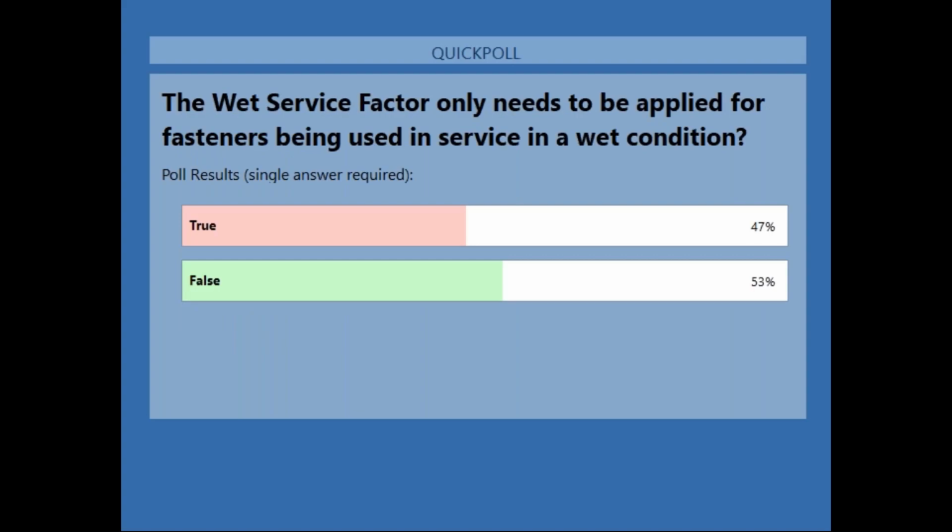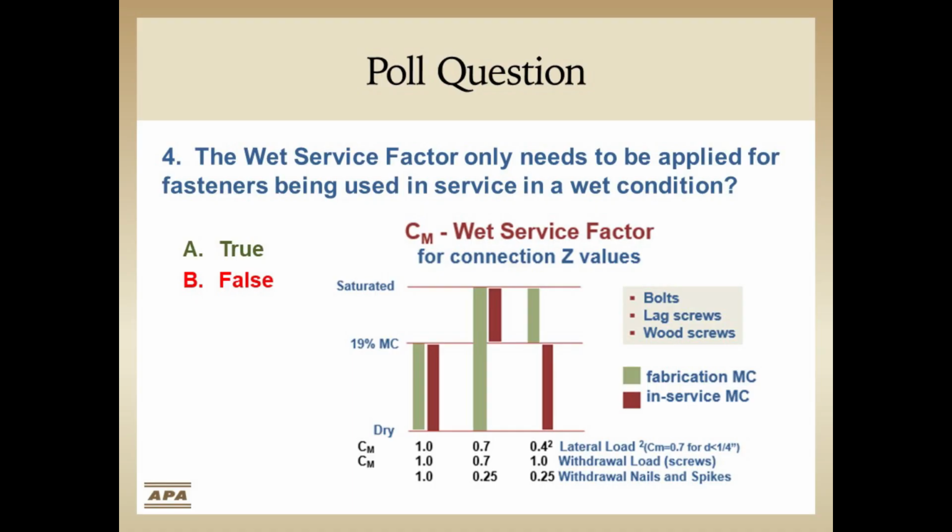The answer to that question was false. So you need to consider reductions, obviously, and commonly when the wood in-service condition is going to be wet. But there are times you need to consider a moisture reduction factor when it's an in-use dry service condition if the fastener was installed in wet wood, where the wood may be shrinking away, reducing the capacity of the connector. So that's the important takeaway from that slide.